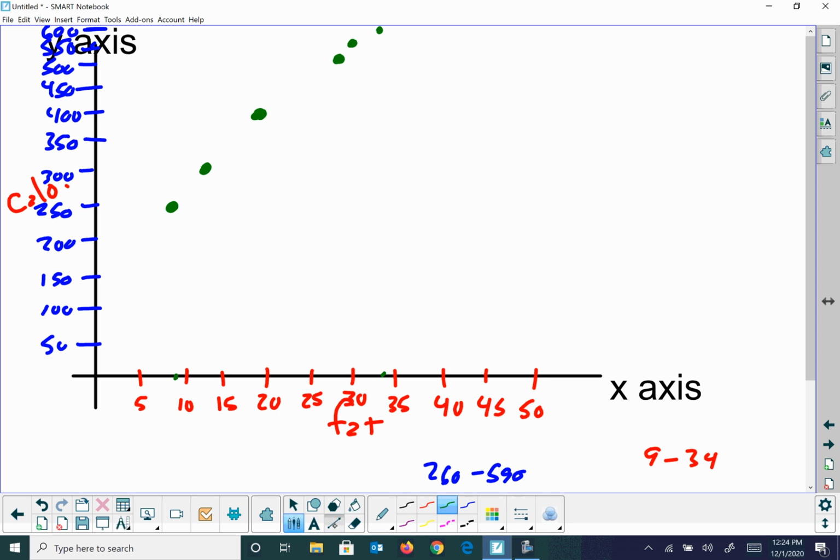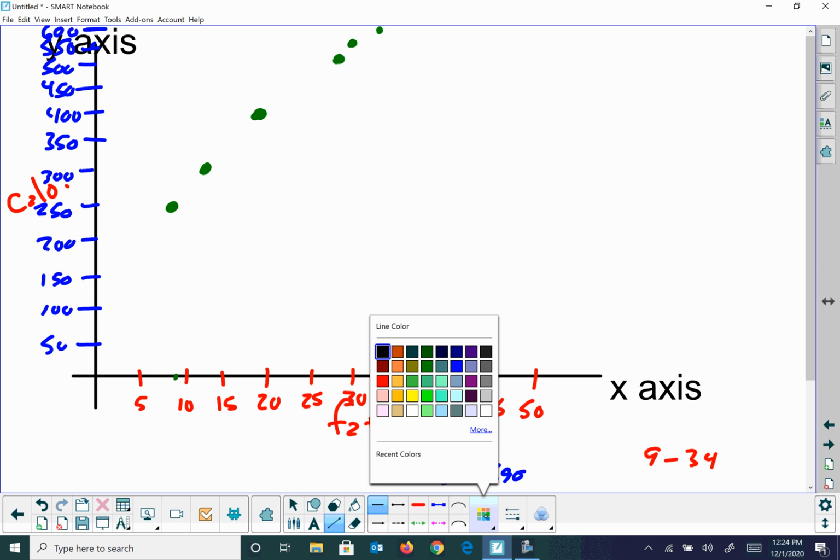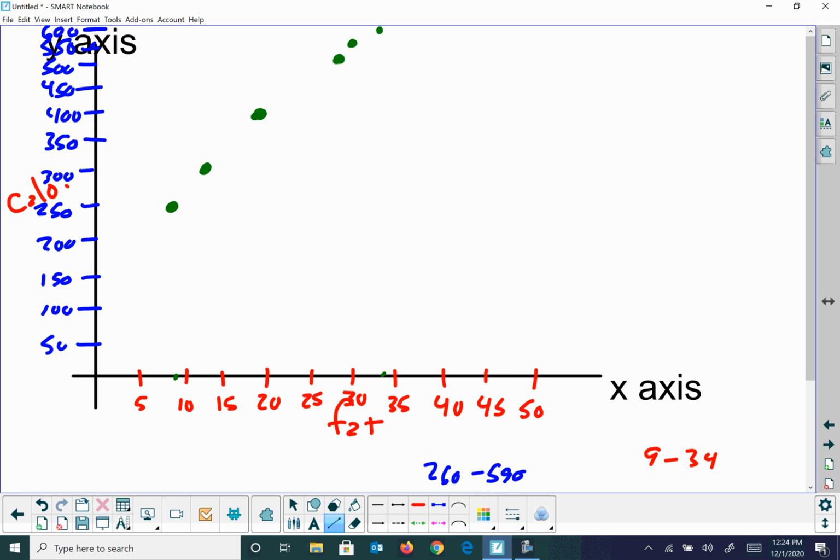I have a straight edge I'm going to use, and maybe we'll make it an aqua color. We're going to try and draw in a line of best fit, or best we can. I'm going to continue the line in both directions. So this continues this way, this continues this way. That looks like a good line of best fit.